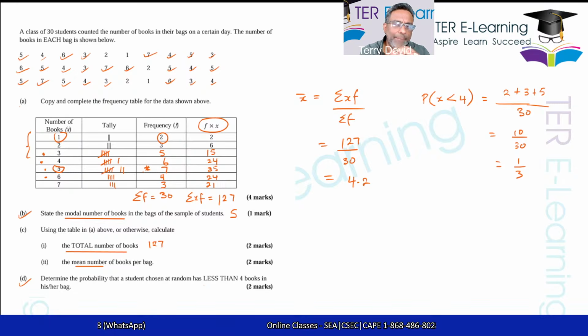Right, now this is how we calculate the mean when we have raw data like this. However, you could be given grouped data and you could be asked to find certain things as well. So let me show you an example like that. So let's say we had some heights.